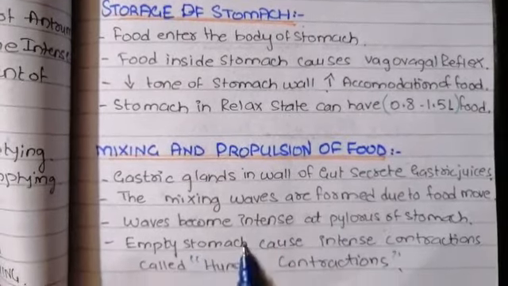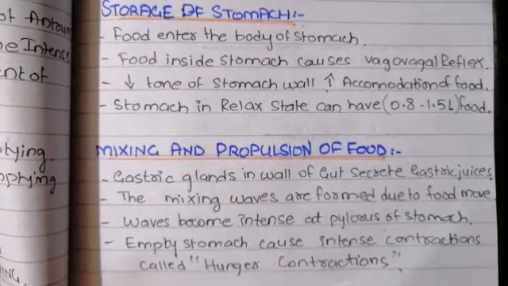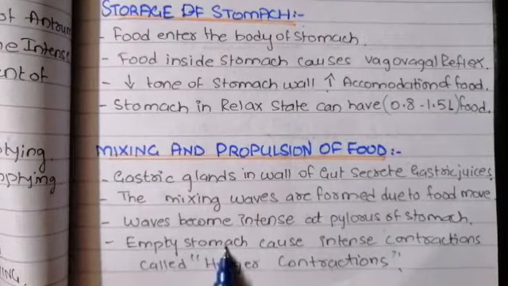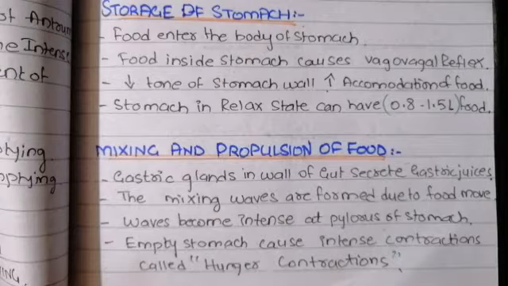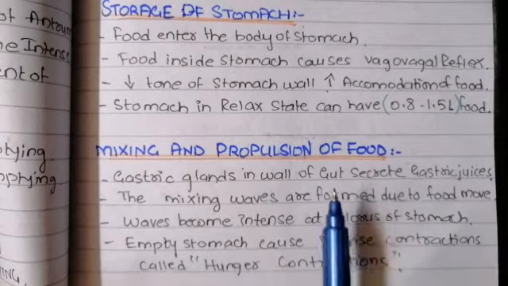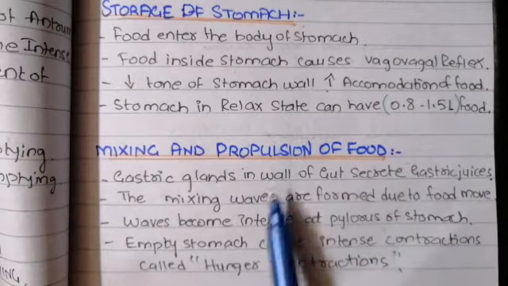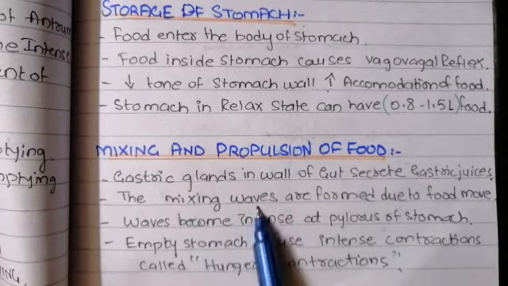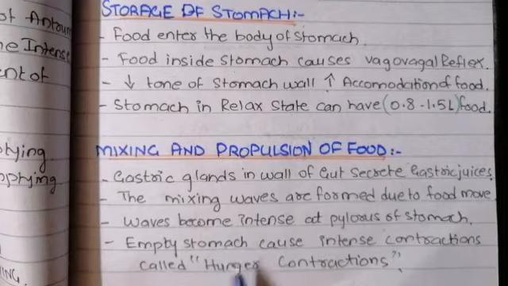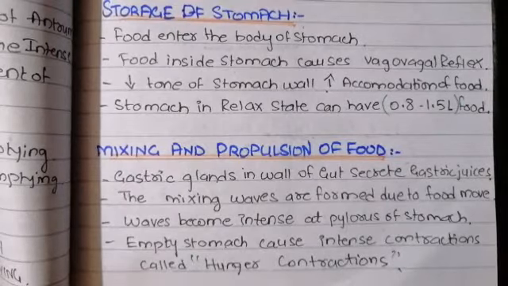Then what happens? The emptying of the stomach causes intense contraction. When there is no food in the stomach, the empty stomach will cause intense contractions, and these contractions of the empty stomach are called hunger contractions. While when food is present in the stomach, the contractions and the waves are called mixing waves, that are important. But when there is no food in the stomach, or in the fasting state, there will be a hunger contraction. This is an important point to remember.